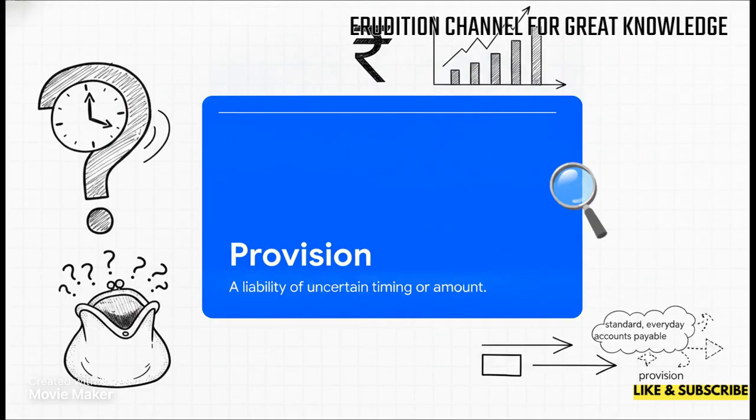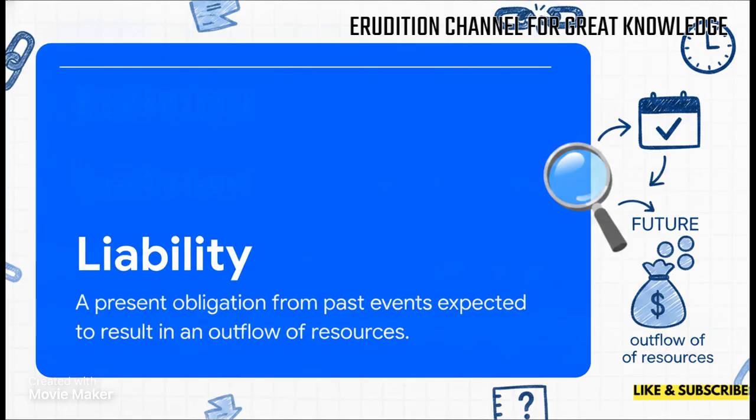Let's start at the very top level with a provision. It's deceptively simple. A provision is a liability of uncertain timing or amount. Those two words, uncertain timing or uncertain amount, that's the key. That is exactly what separates a provision from your standard everyday accounts payable. So that naturally begs the question, what exactly is a liability in this context?